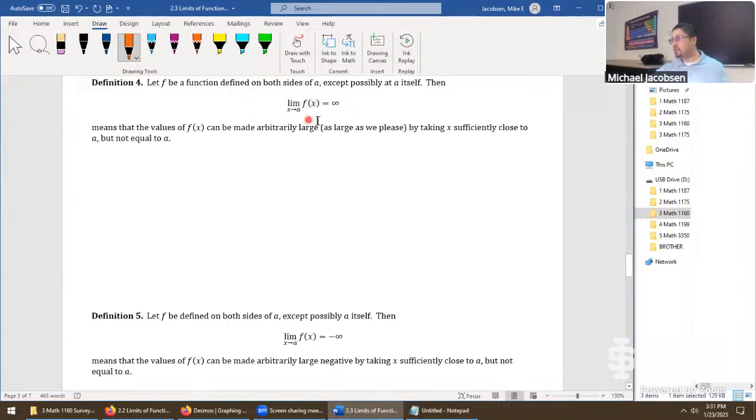So it says, this statement here means f of x can be made arbitrarily large. That's why we've got an infinity here, by taking x to be as close to a as we'd like, but not equal to a. As before, the function value at a is totally irrelevant. That's always pretty weird to get used to. Let's highlight them both for the emphasis.